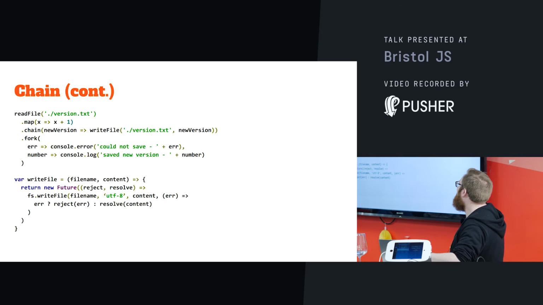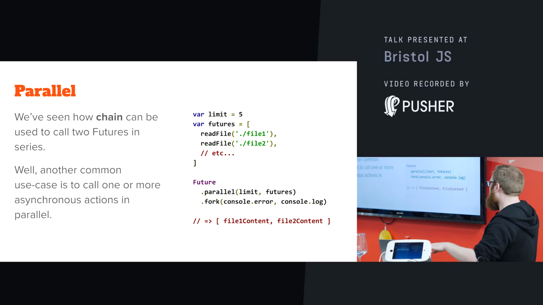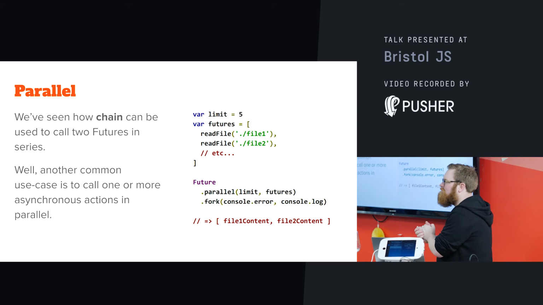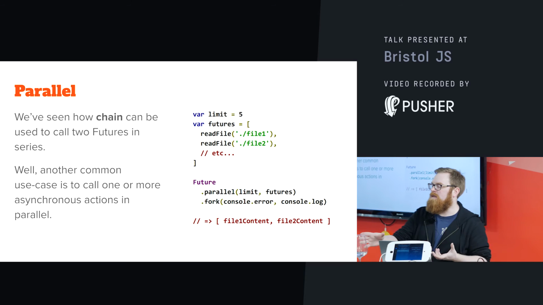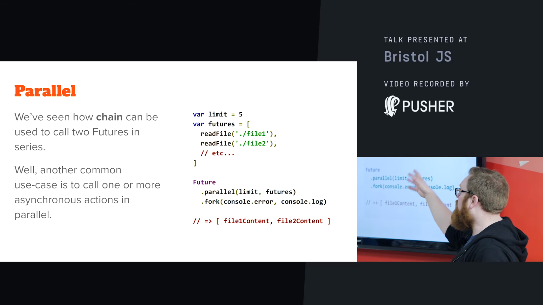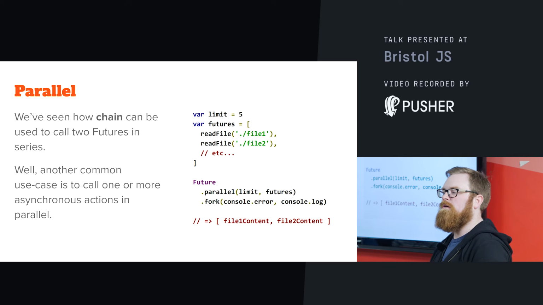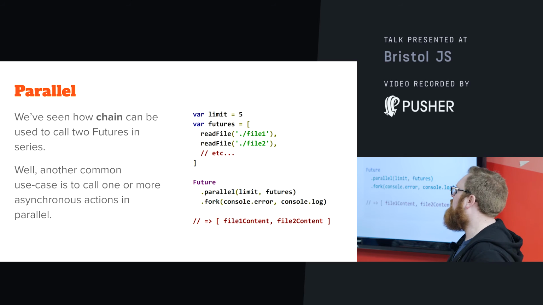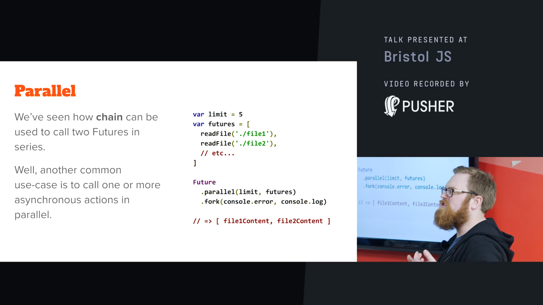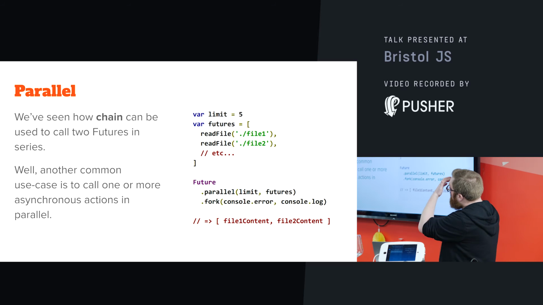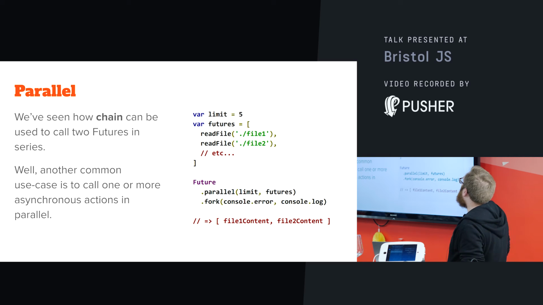Precisely. That's okay. So let's start getting into the actual benefits of futures, because so far they seem like a slightly more fiddly promise. Okay, so we've seen how we can use chain to call two futures in series. Sometimes there are common use cases where you need to call stuff in parallel. So maybe there's a bunch of stuff that you need to fetch at once, or just a load of asynchronous things that don't depend on each other, and you don't want them blocking each other. So here's a technique for doing that.